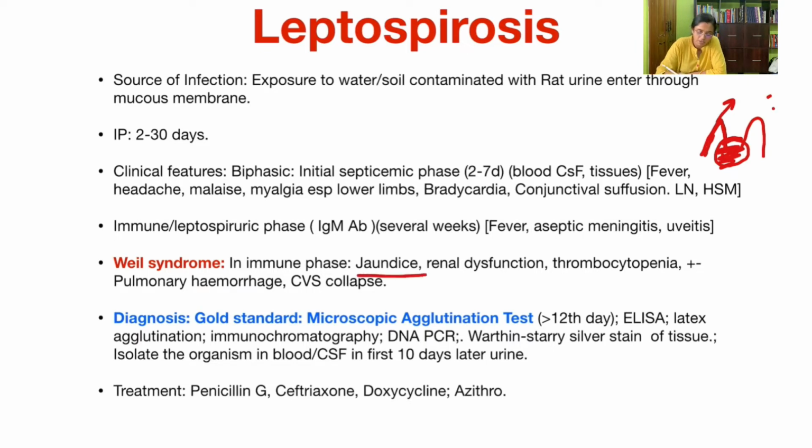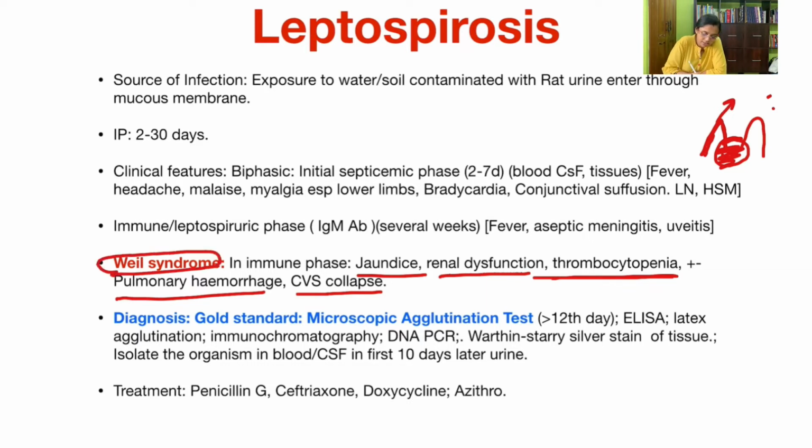Patient might develop jaundice by the involvement of liver, or he can develop renal dysfunction, he can develop bleeding tendencies, pulmonary hemorrhage and cardiovascular collapse. So in the immune phase, patient becomes really toxic or very sick. Now this is called Weil syndrome, in which the patient develops jaundice along with renal dysfunction, thrombocytopenia, pulmonary hemorrhage and cardiovascular collapse. But most of the patients in the immune phase, they develop the features of aseptic meningitis along with uveitis.